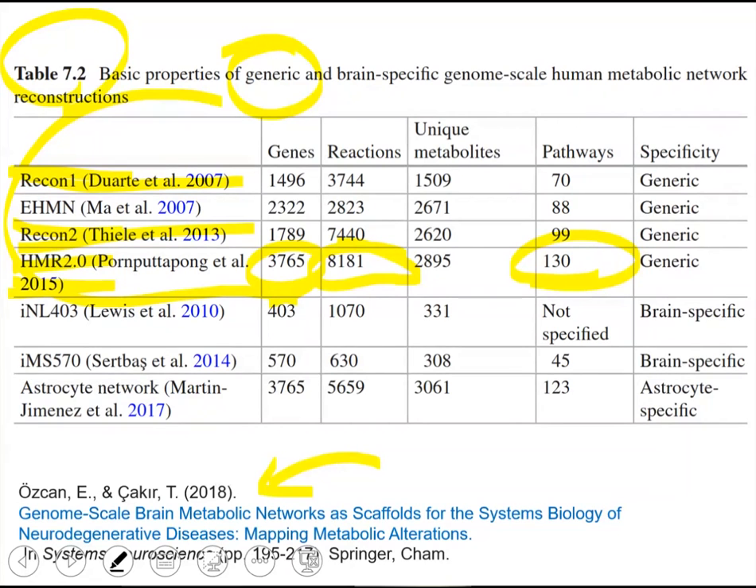We have indeed developed a brain-specific genome-scale metabolic network in 2014. It included 570 genes, higher than a previous brain-specific metabolic network. And so it was named iMS570. It was developed by Mustafa Sertbaş, so the initials MS you see there.